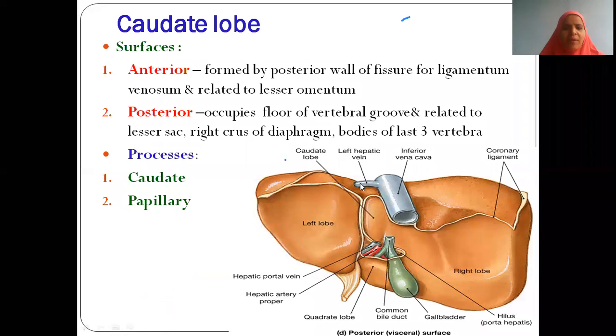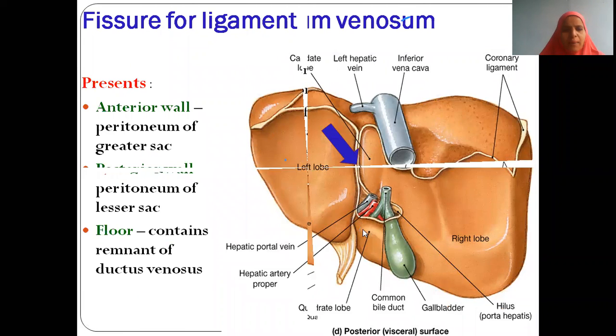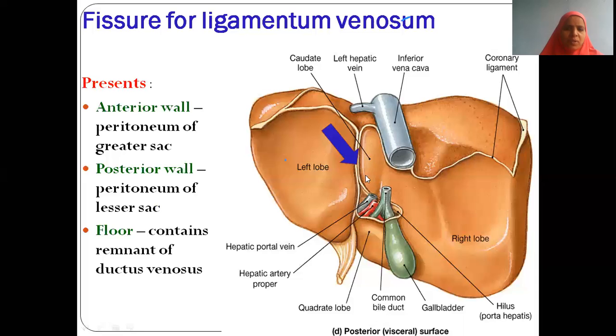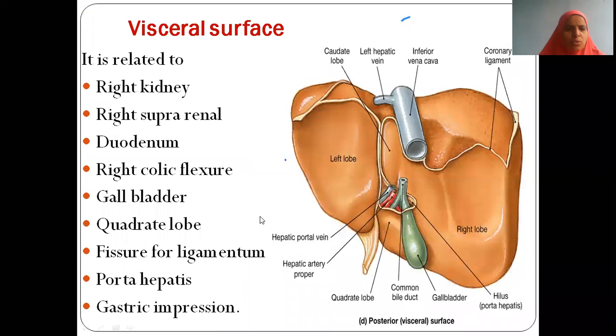Posteriorly, I told you we have the last three thoracic vertebrae. It has two processes, caudate and papillary process. I told you the fissure for ligamentum venosum. Anteriorly, it is formed by the greater sac, posteriorly by the lesser sac, part of peritoneum. Floor is containing the ductus venosus. Okay, this is also over.